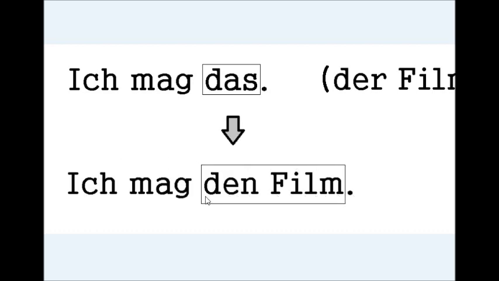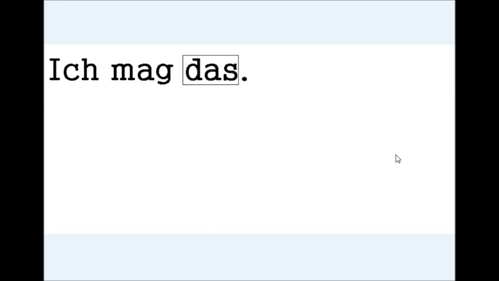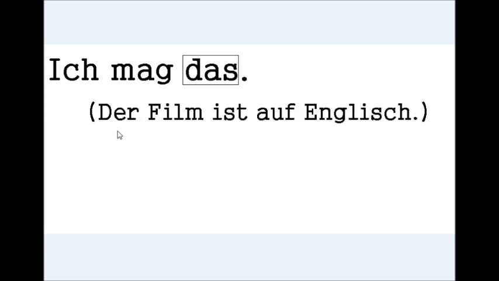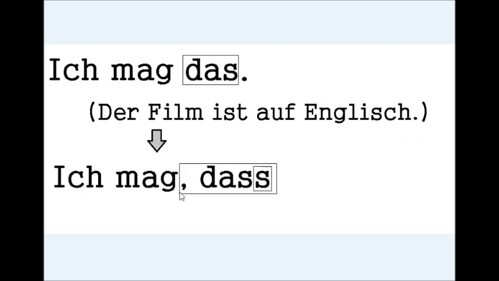But let's say instead of der Film, you would like to put a sentence there. For example, der Film ist auf Englisch. The movie is in English. So if you want to say that you like this, you would do it like this. Ich mag, Komma, dass, with double S. The comma separates the two sentences and dass initiates the subclause.